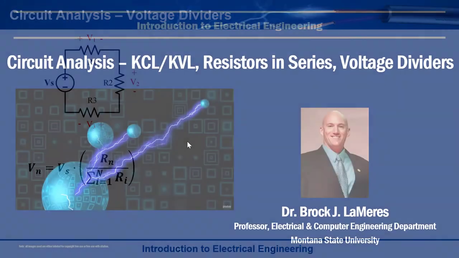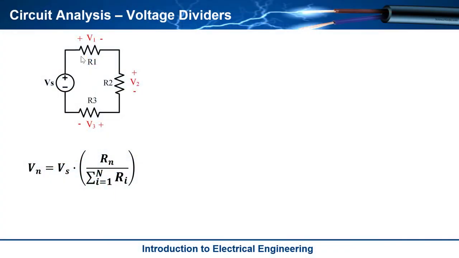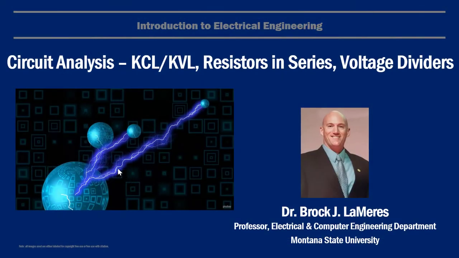So that is awesome. The generic form of a resistive divider is simply whatever resistor you want to find the voltage of, put its value on top, and then do the summation on the bottom, and you've got it. All right, nice work. That is circuit analysis, resistors in series, and voltage dividers.